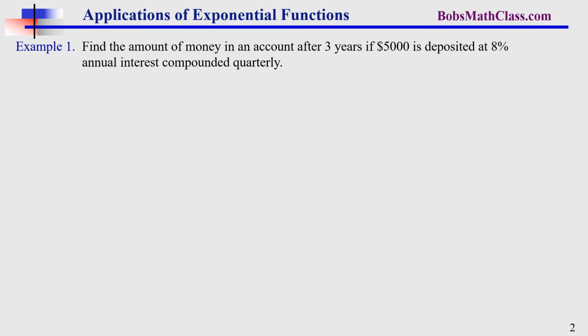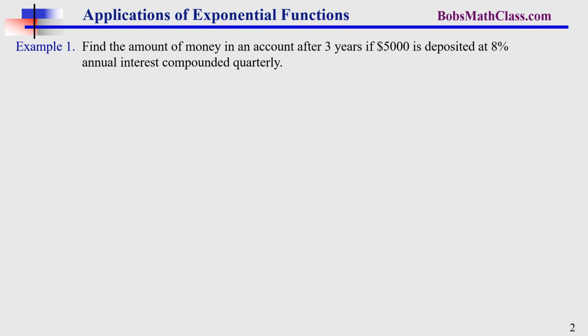Find the amount of money in an account after 3 years if $5,000 is deposited at 8% annual interest, compounded quarterly. So some things to write down. The 3, that's our time. After you read a problem, jot down some notes to yourself. Jot down the information of what they just gave you. So 3, that's the time. And 5,000, that's your principal.